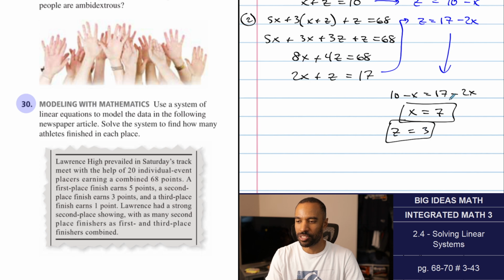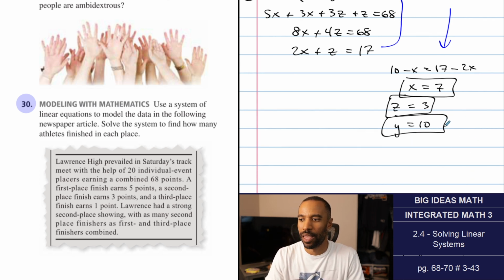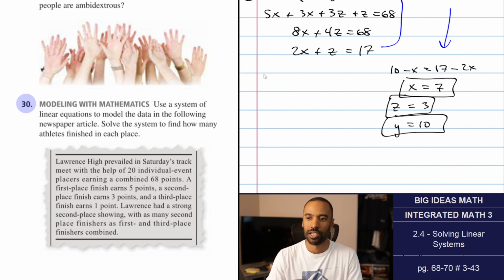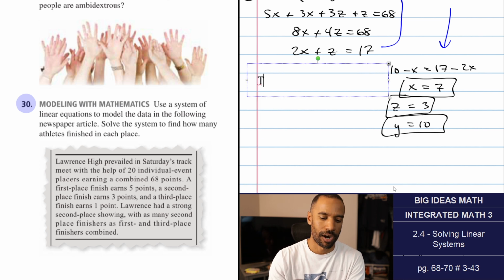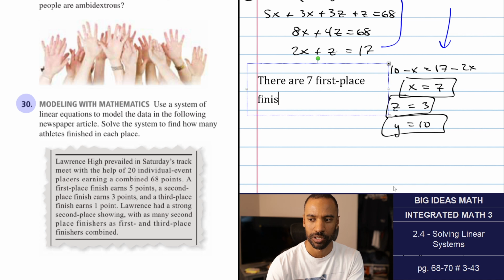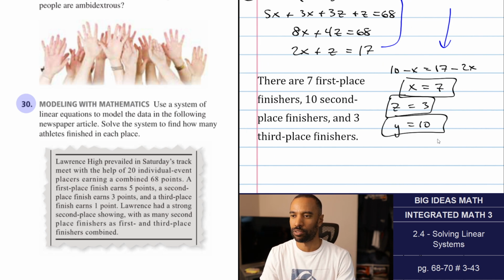Now we'll solve for y. y is x plus z. y is 10. So see how fast substitution goes at the end after that? I always like how that kind of works out. There are as many second place finishers as there were first and third combined. 20 total. And apparently that score is 68. So how do we write that? There are 7 first place finishers, 10 second place finishers, and 3 third place finishers. That is our final result.